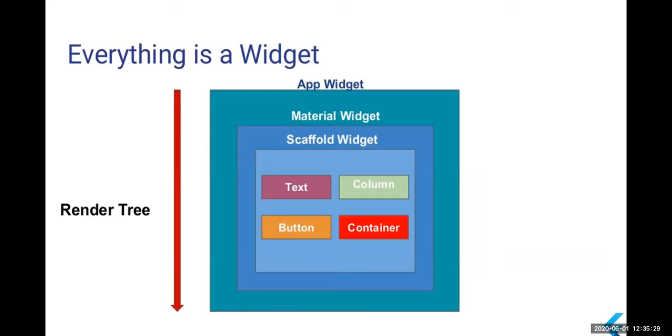So what is a widget? First, we will do nesting. We'll nest widgets like this. If we are finalizing an app, there would be a first app widget, a material widget, and a scaffold. These are just examples that I've given. If you have a simple application which has only an app bar and a blank screen, then you would have a final app widget, a material widget, and the scaffold widget.